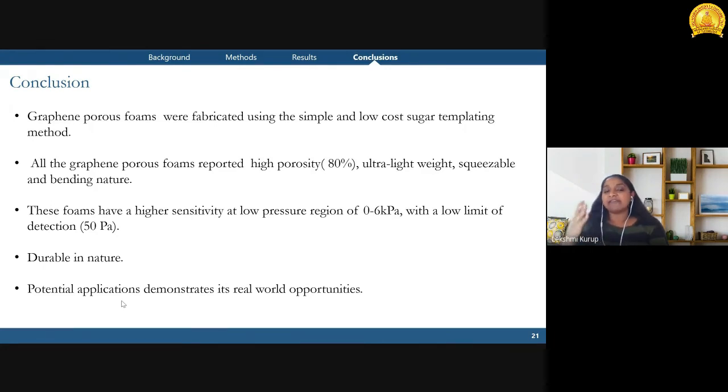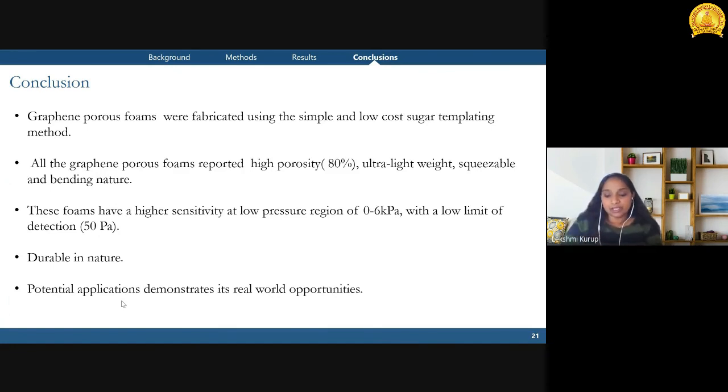And these foams have a higher sensitivity within the range 0 to 6 kPa with a lower limit of detection of 50 Pa. I didn't include that portion in the slides, because I have just calculated the SNR of these foams and got the lower limit of detection of 50 Pa. And from the repeatability test, we can see that it's durable in nature, and the potential applications demonstrate its real world opportunities.